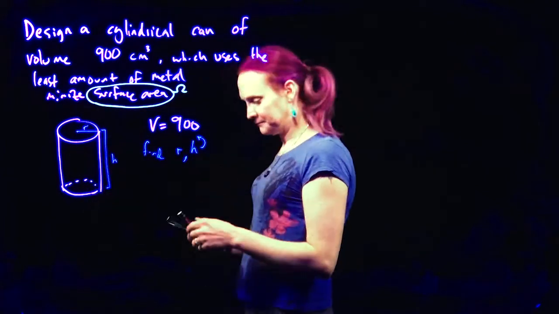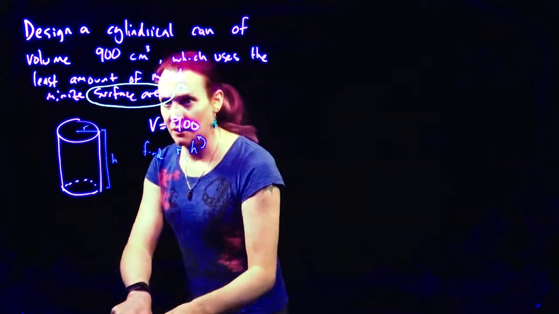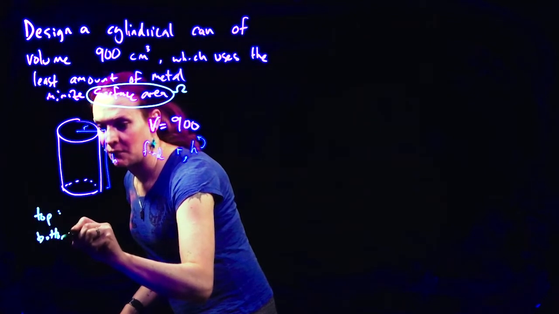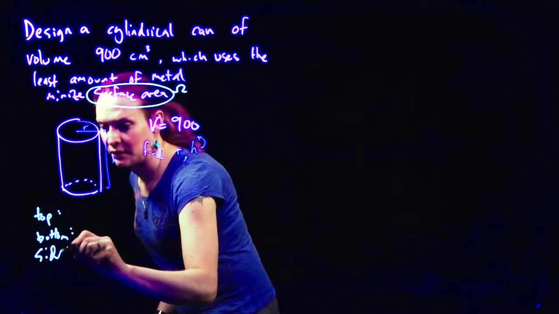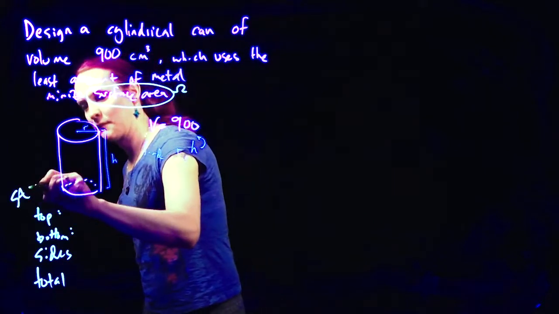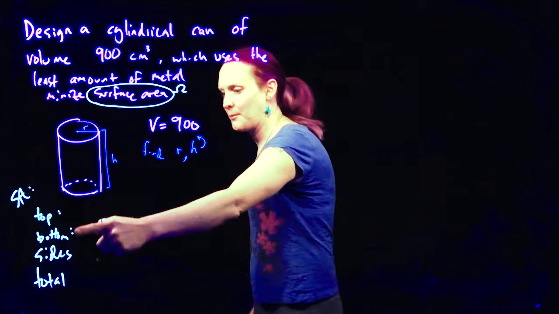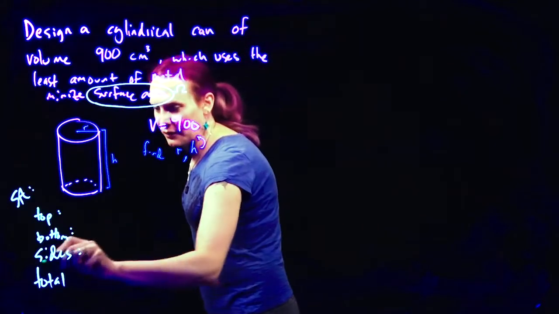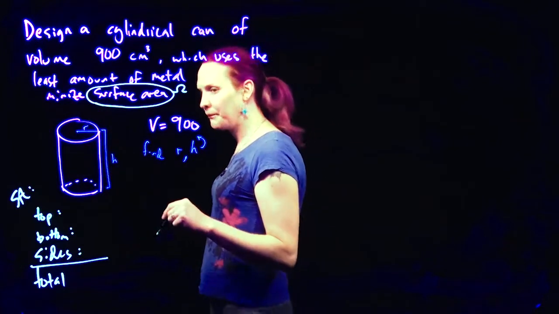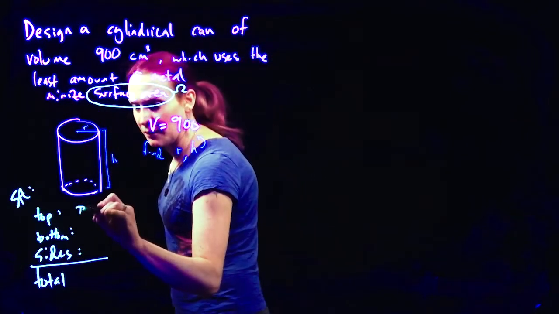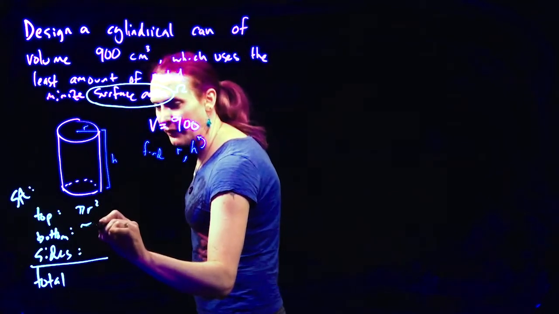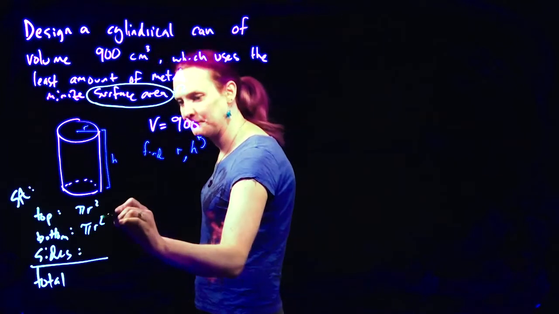There's the top and the bottom. And then there's the side. And then there's the total. Okay. So surface area: top, bottom, sides, and then the total. The top is the area of a circle. That one's pi r squared. The bottom is also the area of a circle, pi r squared.